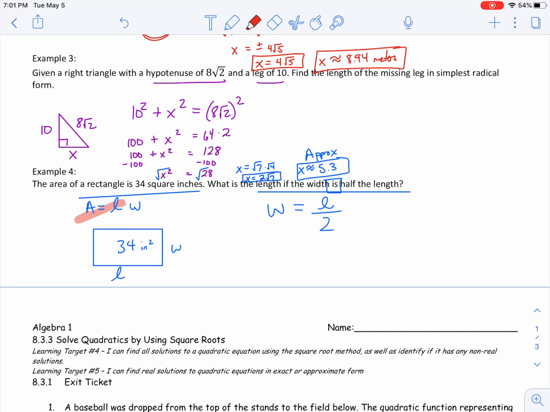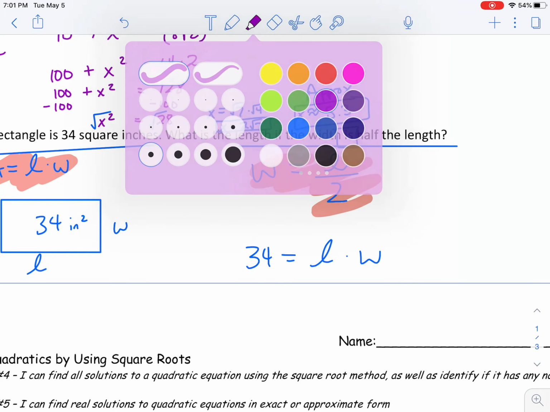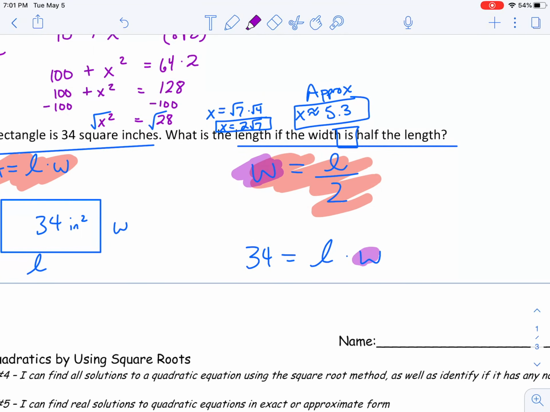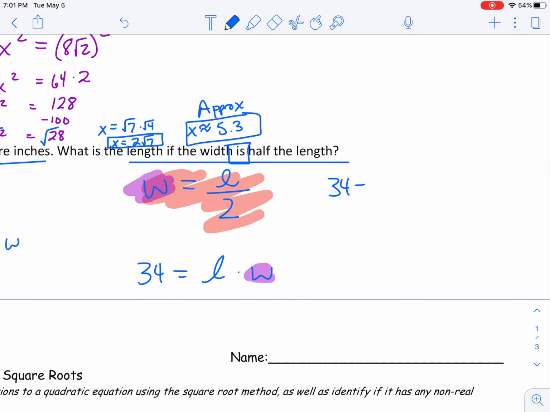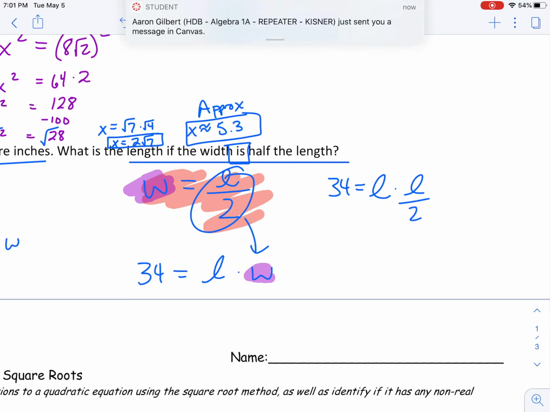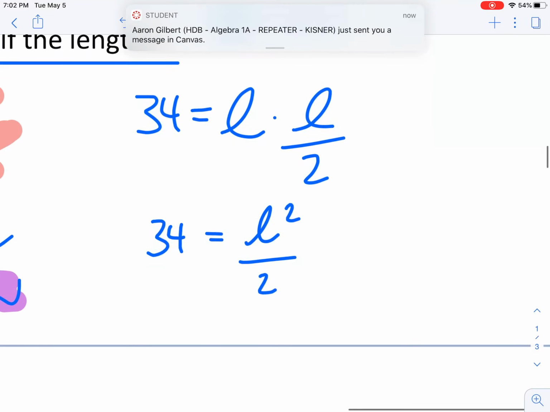Well, let's put these two formulas together now and substitute. So if the area is 34 and it's length times width, but it says right here that the width needs to be replaced, let's go ahead and replace that. So 34 equals L times L divided by 2. I'm replacing it with this. Okay, so L times L is L squared divided by 2. Oh, that's a fraction.